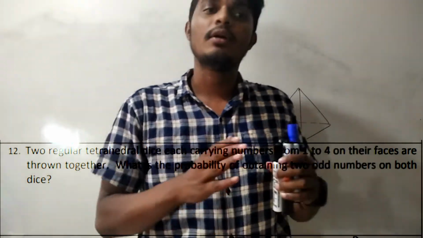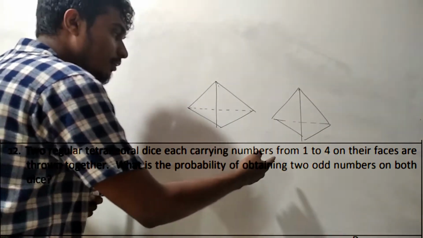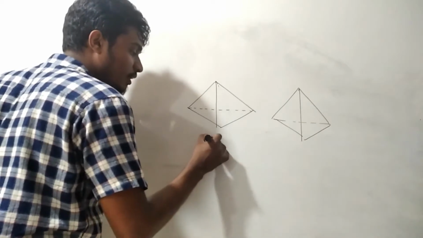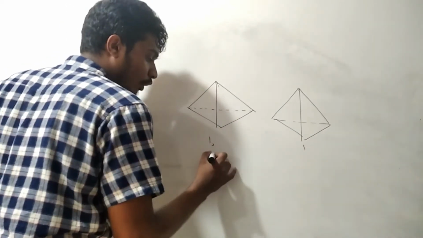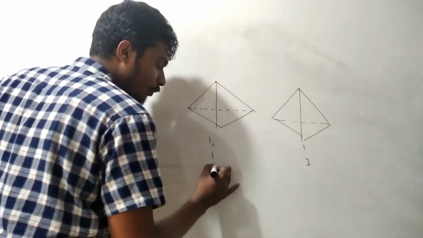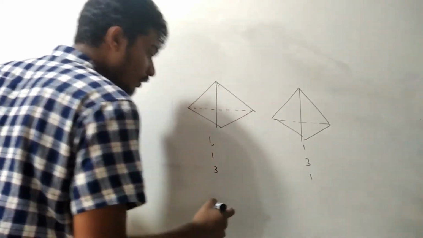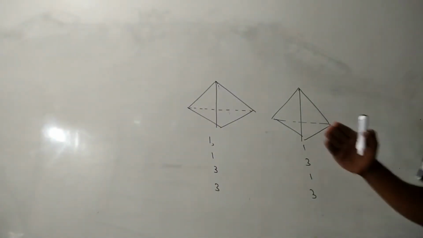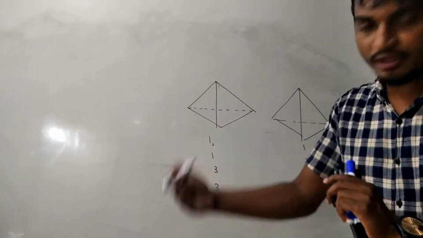So you need to have odd numbers on each die. You have 1, 3, out of 1, 2, 3, 4. So the combinations are: you can have 1 and 1, or you can have 1 and 3, or you can have 3 and 1, or else you can have 3 and 3. So altogether there are 4 possibilities of getting the required odd numbers.